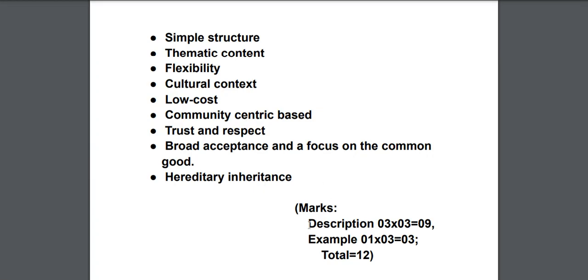Then here you can see for the description and for the example they have given separate marks, right? For the description they have given 3 times 3, 9. For the example they have given 1 times 3, 3. So the total becomes 12. So that is why I am telling you, you have to use that structure: point, description and example, point, description and example. So that is correct.